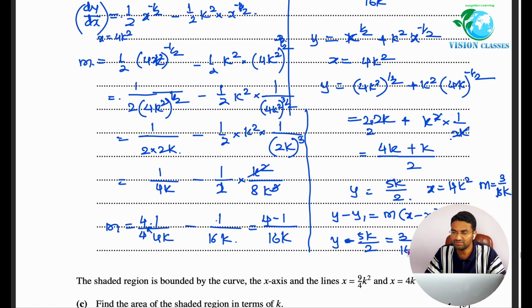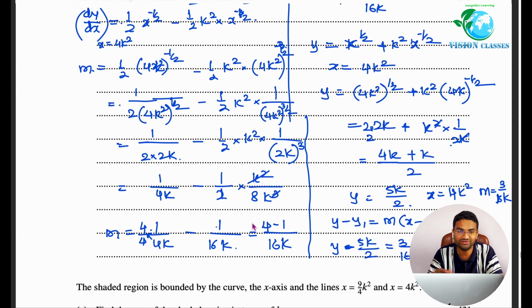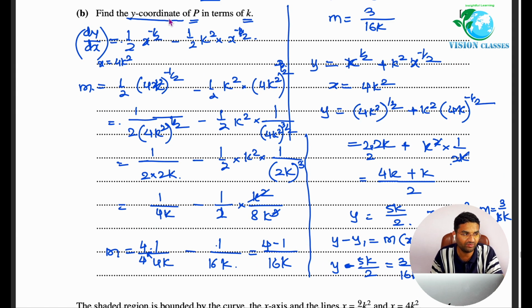Now you have to just simplify it further, and we have to just find the y coordinate of the point P, right? So how can we find the y coordinate of point P?